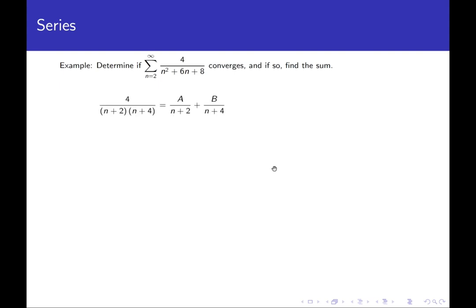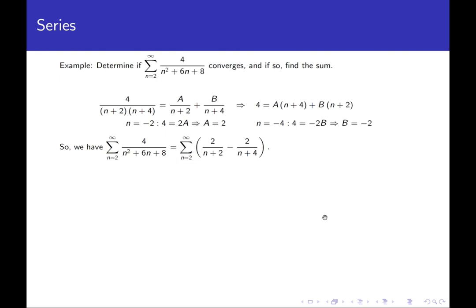The more work in this case is going to be partial fractions. Notice that your denominator factors as n plus 2 times n plus 4. So the partial fraction decomposition would be A over n plus 2, B over n plus 4. Clear your fractions. Plug in your good values for n. If n is negative 2, you get 4 equals 2A, so A is 2. N equals negative 4 kills that term off. 4 equals negative 2B gives you B is negative 2. So I can replace that expression on the inside with 2 over n plus 2 minus 2 over n plus 4.